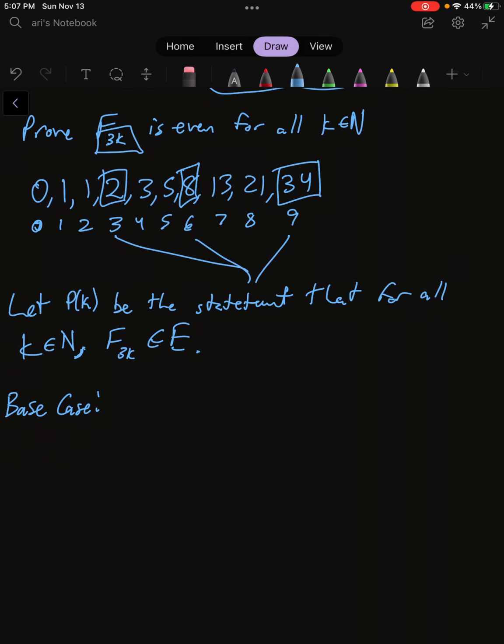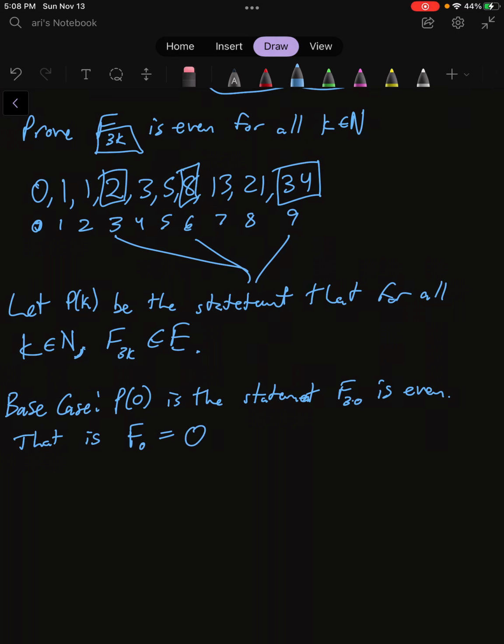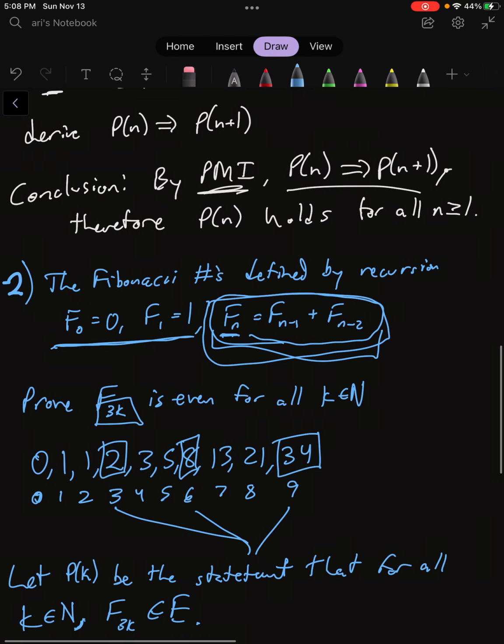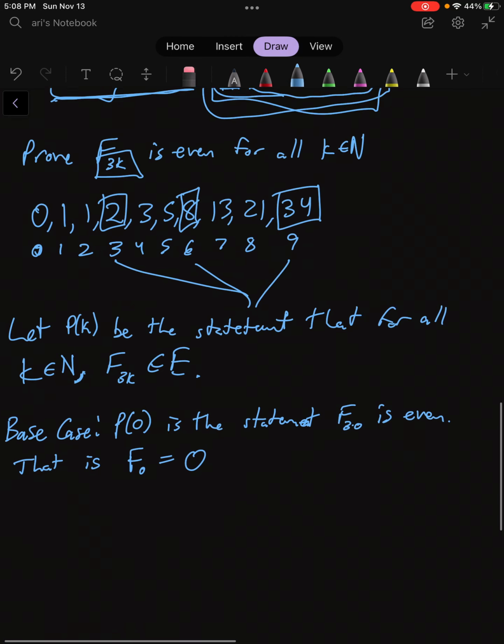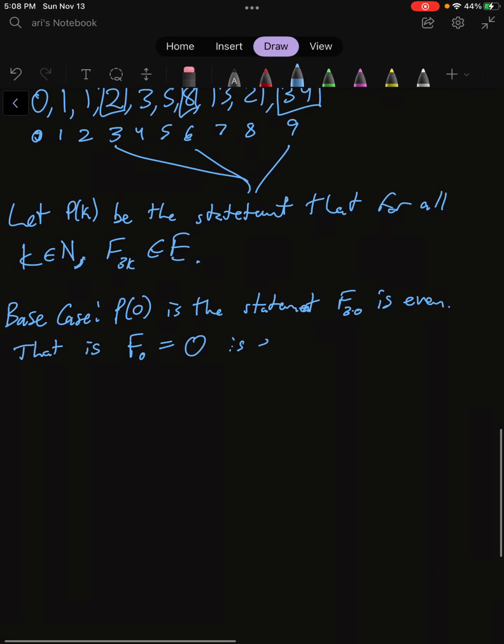So our base case is going to be p of 0 is the statement f of 3 times 0 is even. That is f of 0, which equals 0, and that's a given. That's given right here. F of 0 equals 0 is even, which is true.